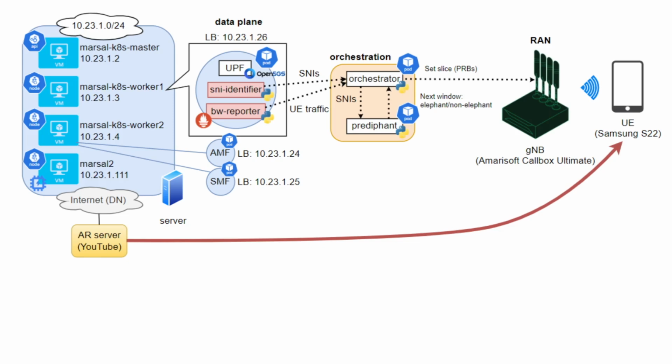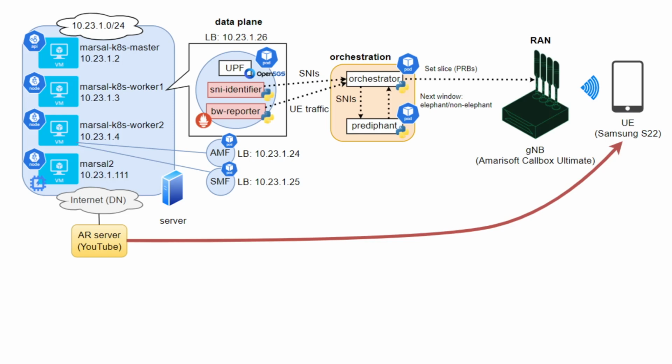To make its prediction, the predefined algorithm takes as input the server name indication, or SNI for short, which is a parameter related to the website requested by the user. The SNI identifier is a piece of code that is deployed as a container in the same pod as we have deployed the UPF of the 5G network.